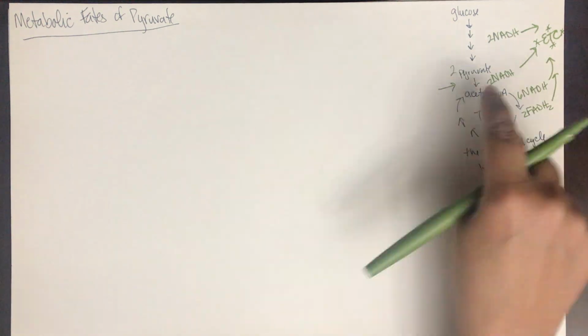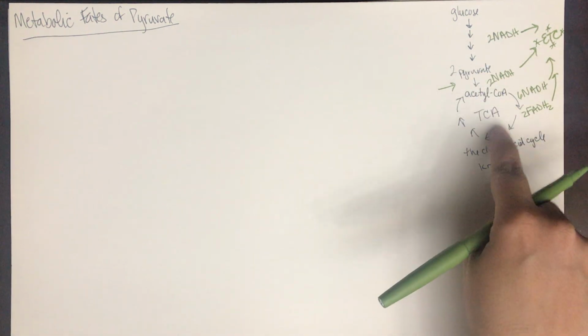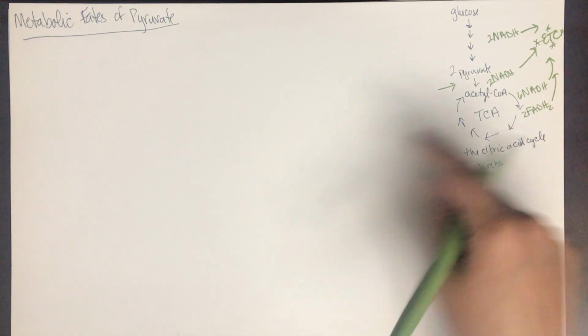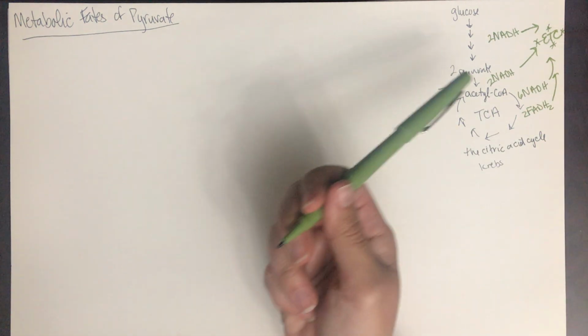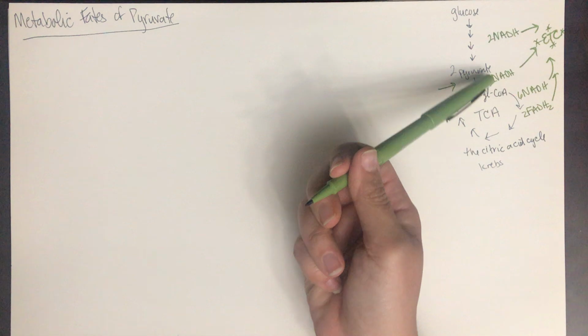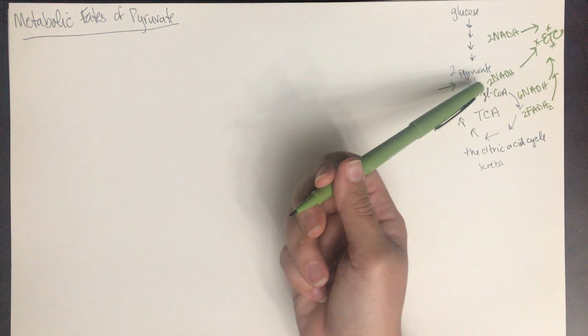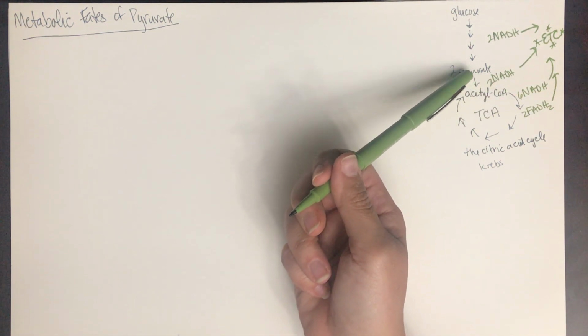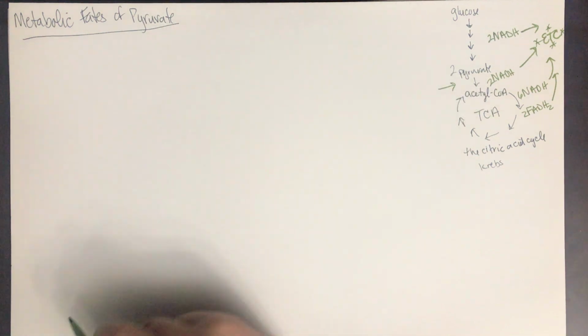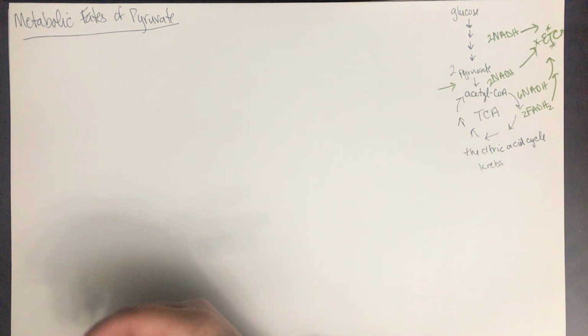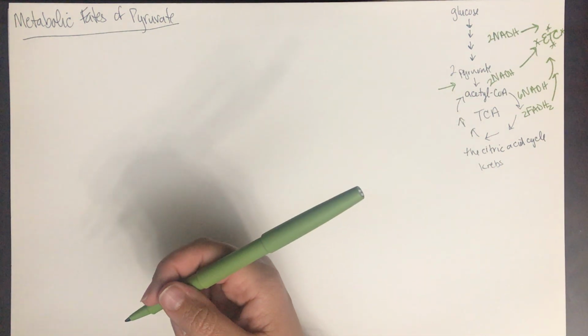We are stuck between. We've made the pyruvate, but the pyruvate does not enter the TCA cycle. There's actually a group of 3 enzymes together that catalyze the conversion of pyruvate to a molecule called acetyl-CoA. Acetyl-CoA is what starts the citric acid cycle, or it's the molecule that enters the citric acid cycle.